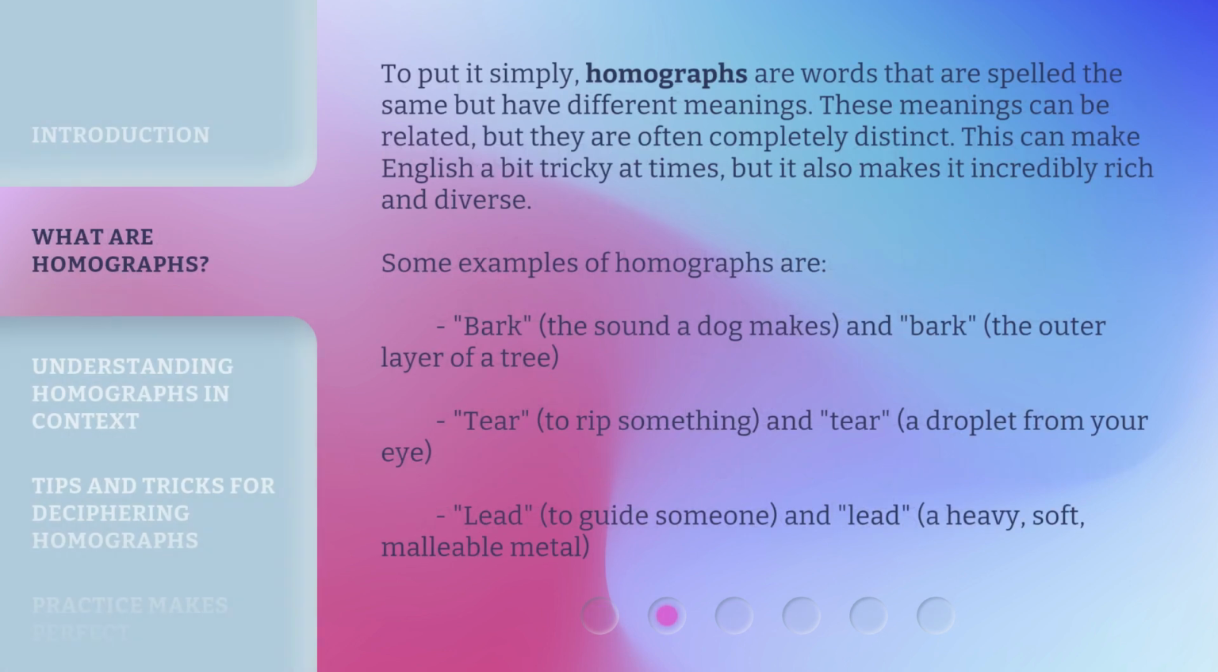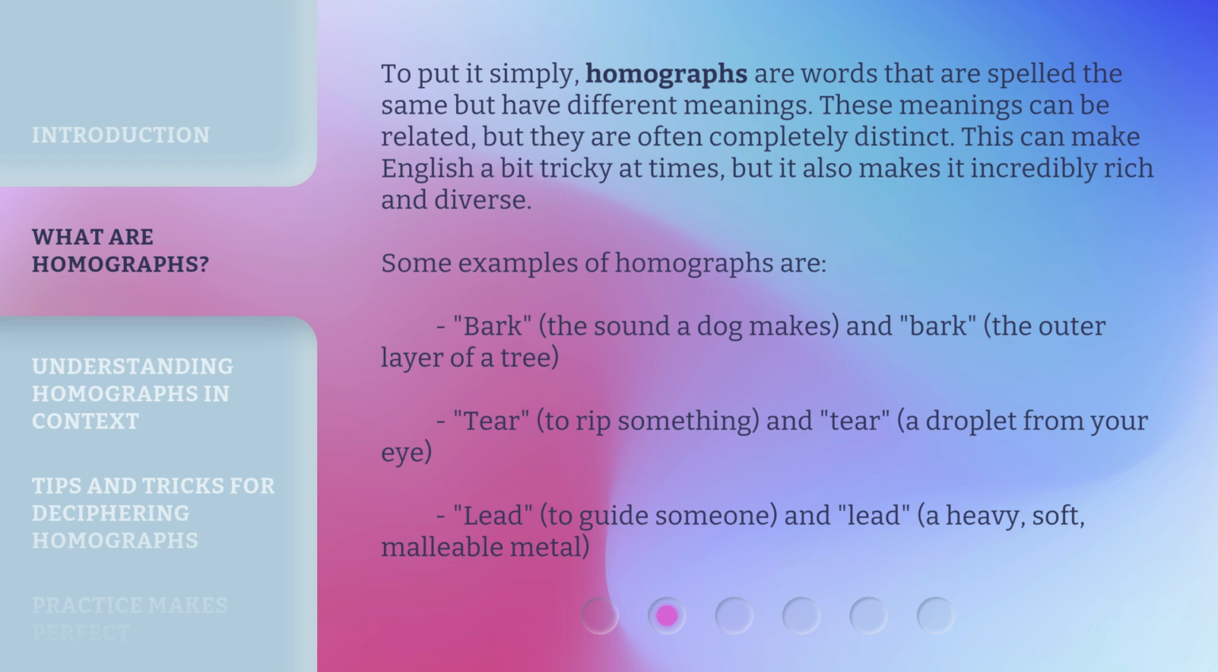To put it simply, homographs are words that are spelled the same but have different meanings. These meanings can be related, but they are often completely distinct. This can make English a bit tricky at times, but it also makes it incredibly rich and diverse.